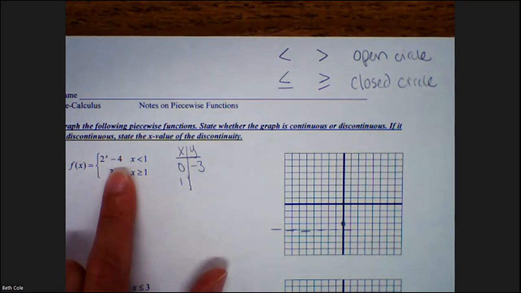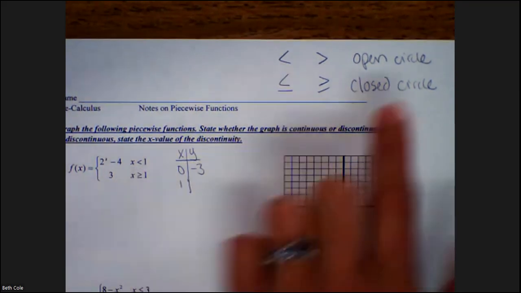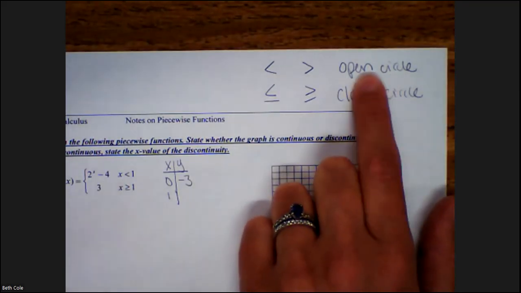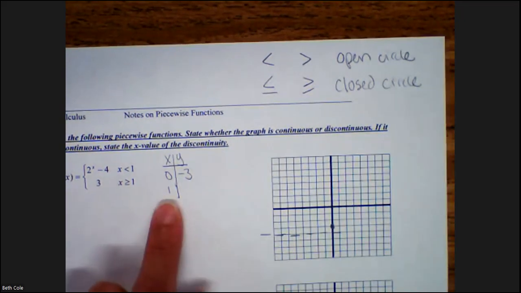Miss Cole, we can't plug in 1. There's not an equal to. You can plug in 1. It's just you're going to put an open circle. In fact, you want to plug in that value where the cut happens. You need to go all the way up until that value. So let's plug in 1.